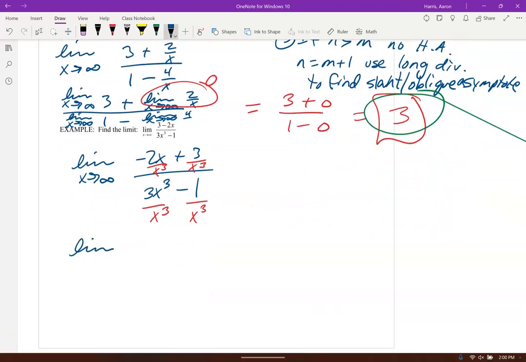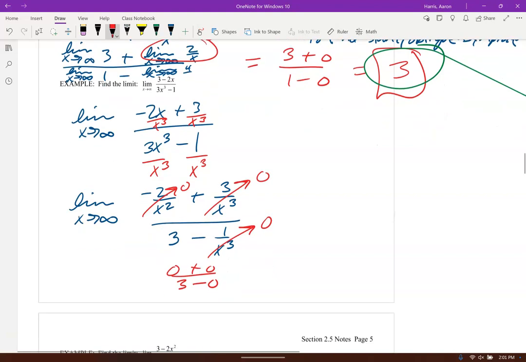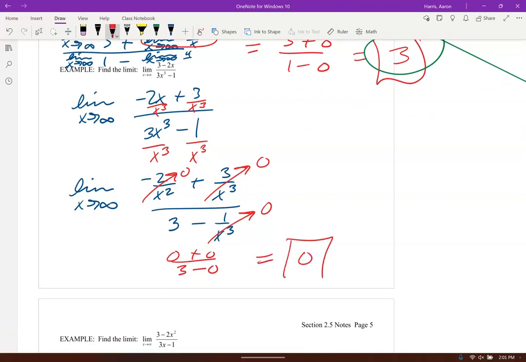And this becomes negative 2 over x squared plus 3 over x cubed, over 3 minus 1 over x cubed. I run that to infinity. That goes to 0. That goes to 0, right? I got these constants over a huge number. It's going to run to 0. That's going to go to 0. So we've got 0 plus 0 over 3 minus 0, which is exactly 0. Yep.